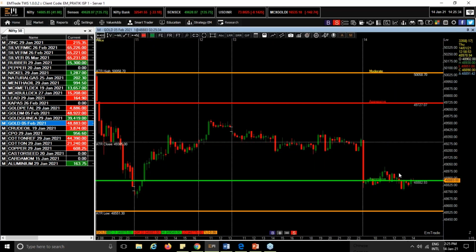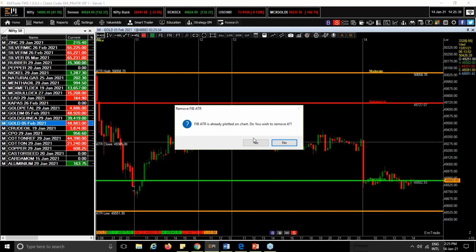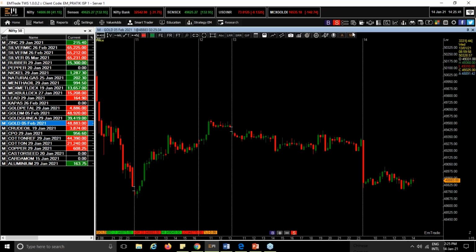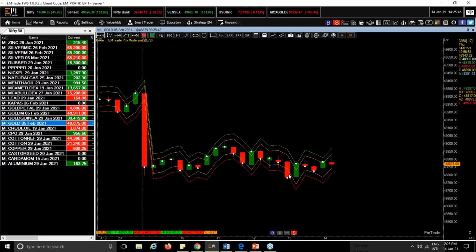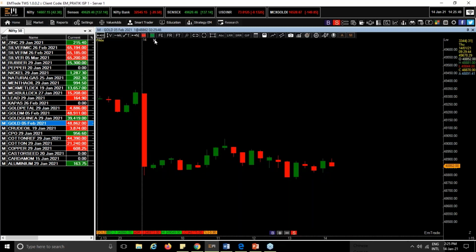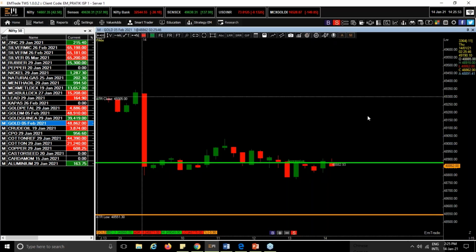So basically 1, 2, 3, and 4. So these are the bands. If you don't like the bands, remove them from the screen. Click the EM Trade Moderate Pro indicator. They appear as four bands on your screen. If you don't like the bands, just close this EM Trade Pro Moderate and simply click on the Fibonacci ATR. Both calculations are the same.